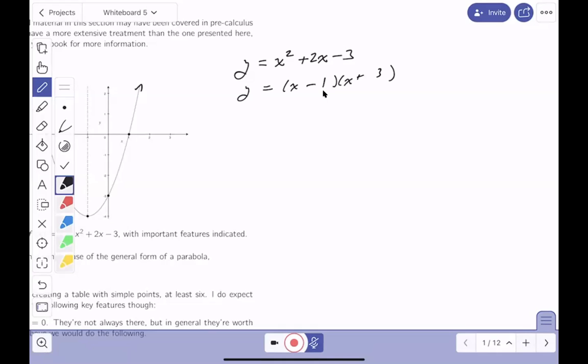Then what did they say to do? They said write some points down, some key points. Certainly x-intercepts are key points. And what's that going to be? Well, when x is 1, y is 0. And when x is minus 3, y is 0.